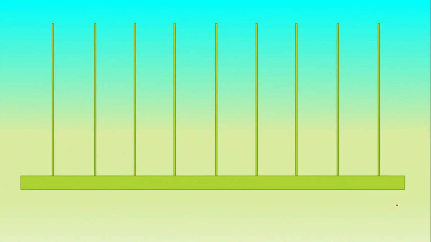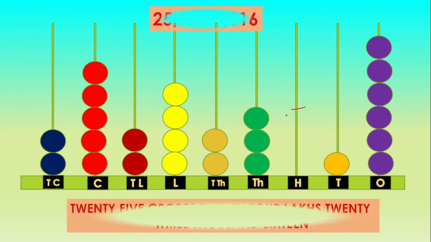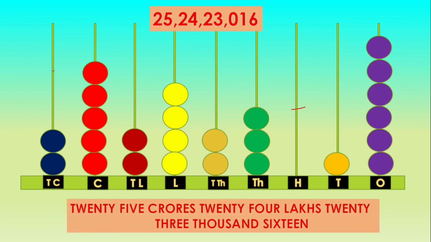Here we have one more example, and if I count, I have 6 beads at the ones place and 1 bead at the tens place. What specially we have to note is that we have no bead at the hundreds place. So how to read these kind of numbers, right? So what is the number shown here? The number shown here is 25 crores. As you know, these two places we speak together.